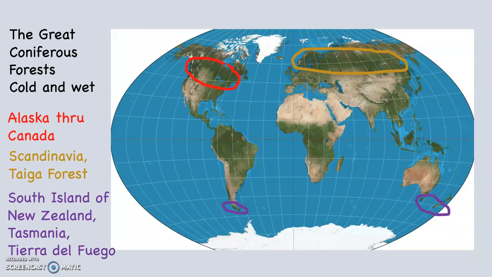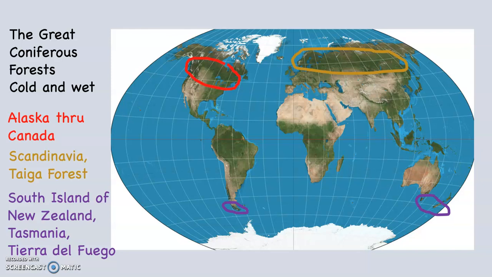What do we get there? The great coniferous forests are located in this area. Coniferous means cone-bearing. It's like, you know, pine trees, like Christmas trees. It's cold and it's wet. You can see that there are coniferous forests that stretch from Alaska across parts of Canada all the way to the eastern seaboard, all the way from Scandinavia to the eastern seaboard of Russia, including northern Mongolia.